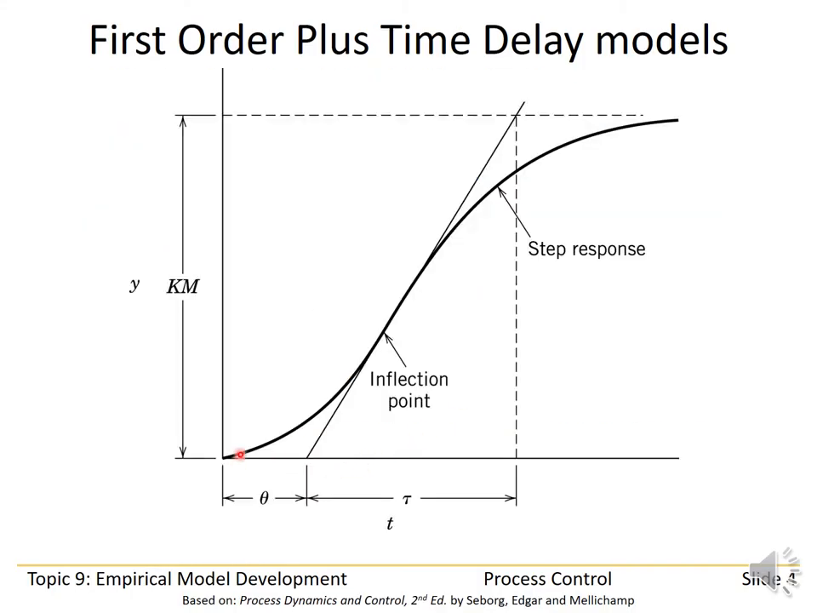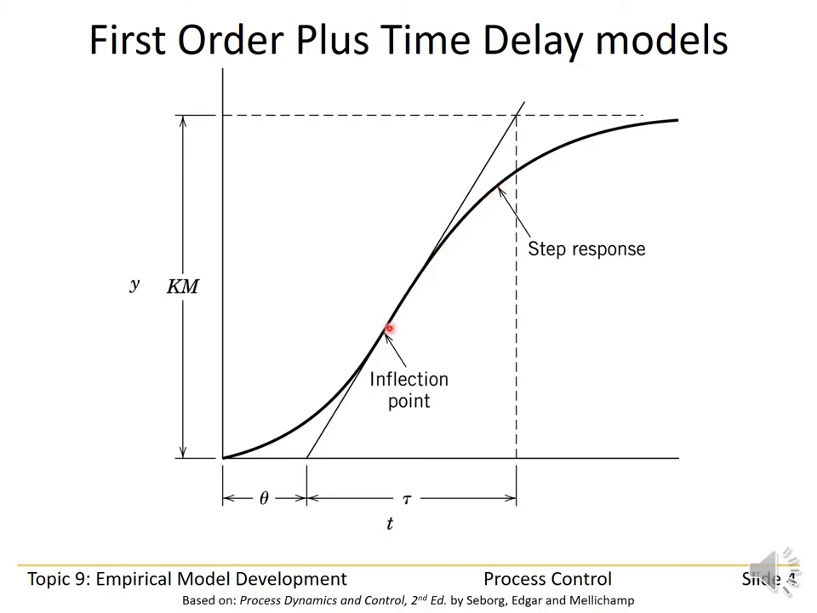Okay, so here is a hypothetical step response curve. We imagine the process was initially at steady state. At time zero, we made a step change of magnitude m in the input. We measured the output, and the output changed like this. Increased slowly at first, then faster, faster, faster, finally slowed down and approached some final value, km, at long times. And we want to approximately describe this curve with a first order plus time delay model.